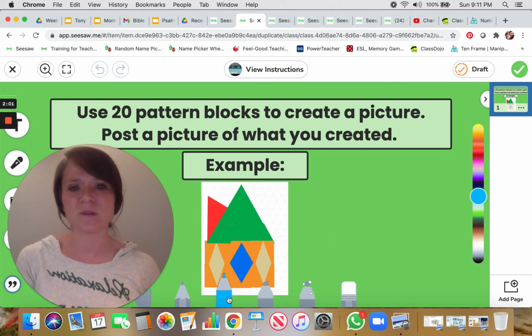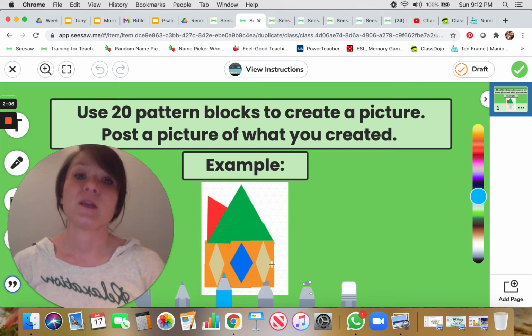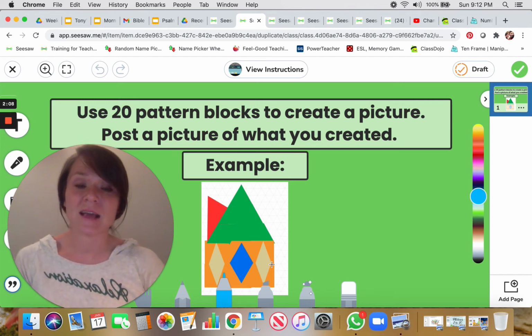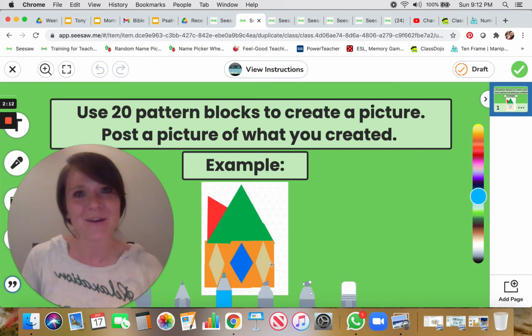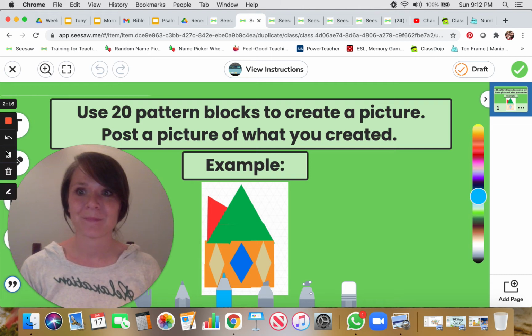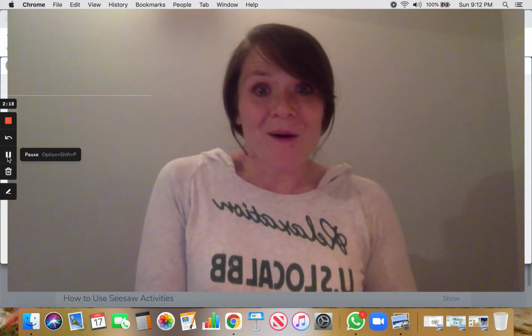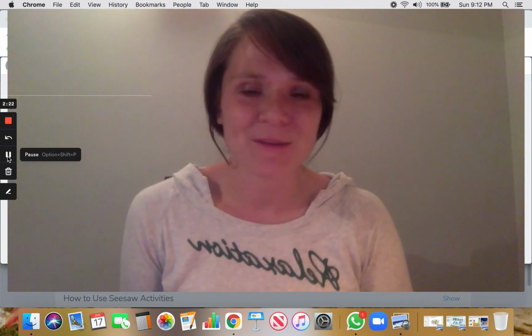In this one I have 20, but I have some on top of other ones. You can be creative, but use 20 blocks, make a picture, take a picture of your picture, and post it here on Seesaw. All right, I want to see how creative you can be. Go ahead and do that now. All right, friends, good job with your math work. I can't wait to see what creative things everybody made.